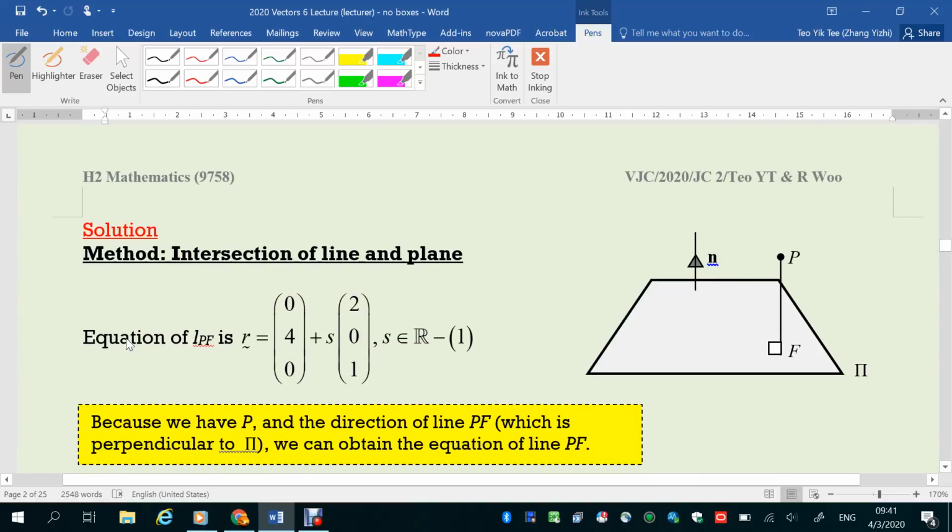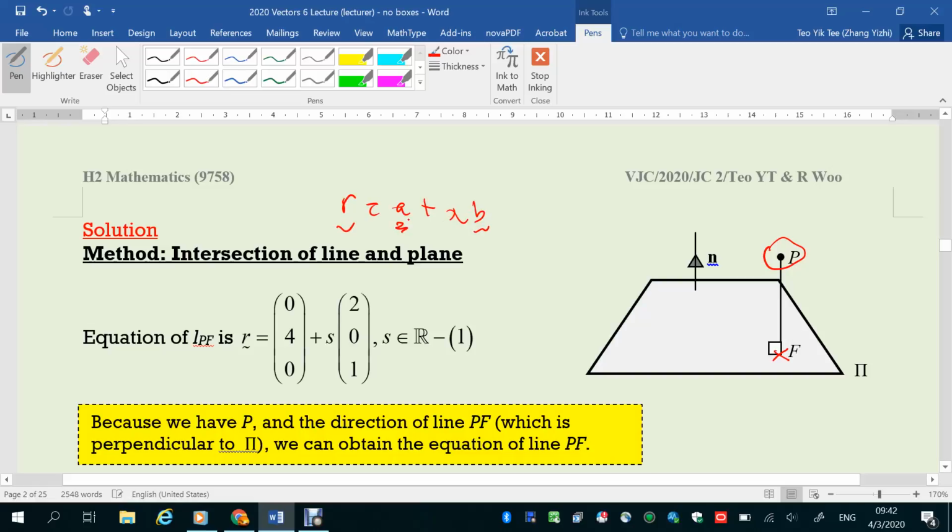So diagrammatically, this is what's happening. This is point P, this is the foot that we are interested in. To find a foot of perpendicular from a point down to a plane, the first method that we have is the intersection of the line and plane method. So you need to understand, okay, this is point P, this is point F. Can you actually write down the equation of the line PF? To write down the equation of a line, I need a point, I need a direction. And the equation of the line PF will be r equals a plus lambda b.